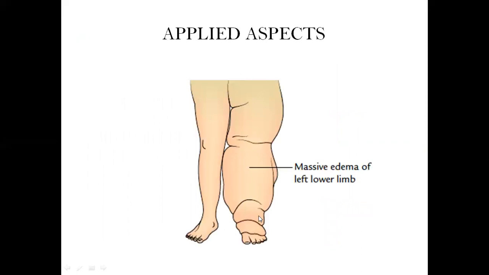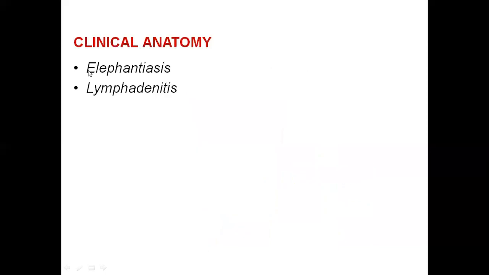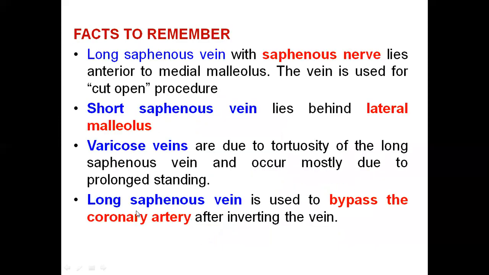Now coming to the clinical aspects: elephantiasis. Whenever there is obstruction in the lymphatic vessels, lymph leaks out into the interstitial spaces, collects there, and remains for years together, as you see in Wuchereria bancrofti infection. That is lymph elephantiasis. Then lymphadenitis: adenitis is the inflammation of lymph nodes.